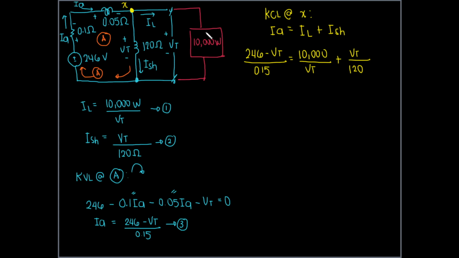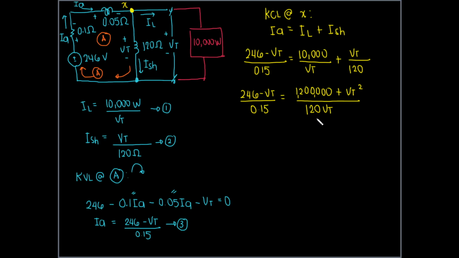And I will be able to use this equation to solve now for VT. If we're going to do this manually, this will become (246 minus VT) divided by 0.15 is equal to, we will have a common denominator here equal to 120 VT. 120 VT divided by VT is 120 times 10,000, which is equal to 1.2 million. And this one becomes 120 divided by this times VT squared.